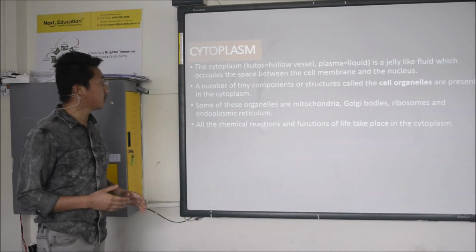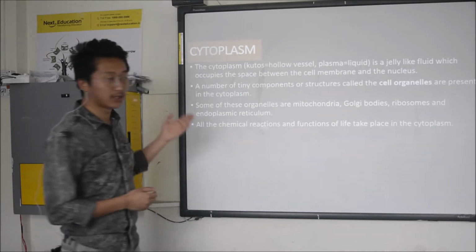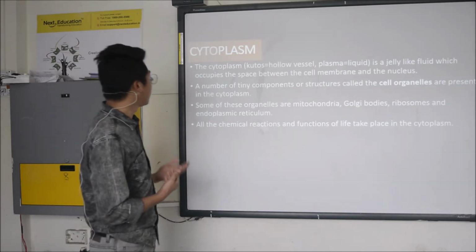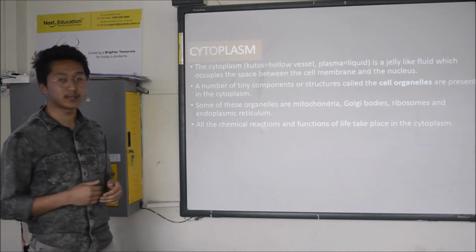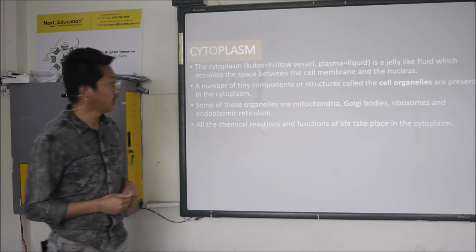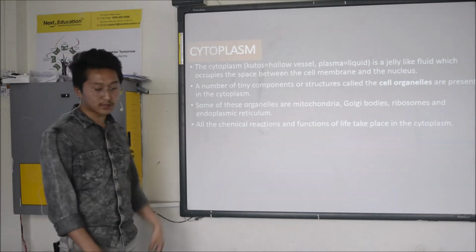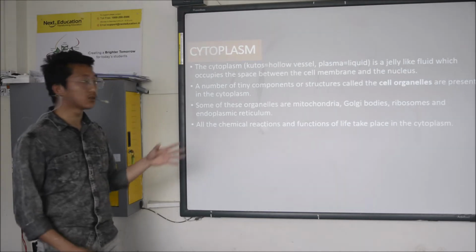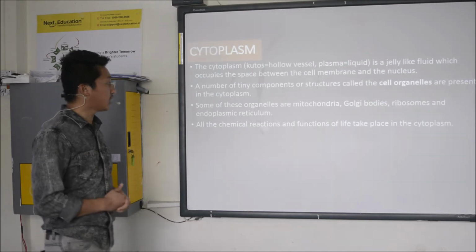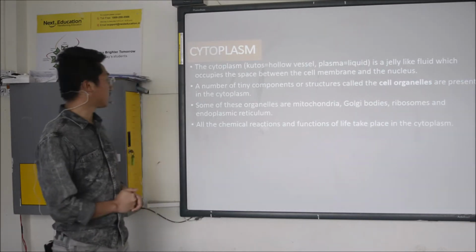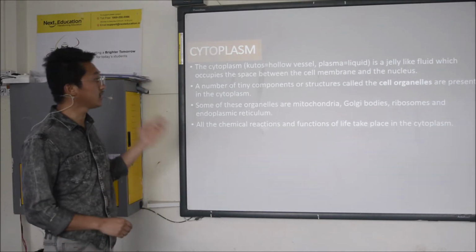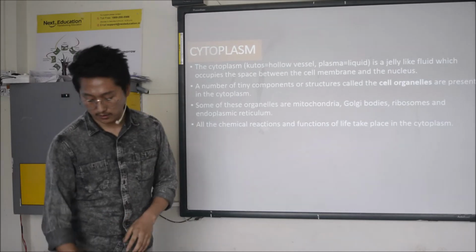A number of tiny components or structures called cell organelles are present in the cytoplasm. Some of these organelles are mitochondria, Golgi bodies, ribosomes, and endoplasmic reticulum. All these parts have their special function in the cell. All the chemical reactions and functions of life take place in the cytoplasm. Because of this, cytoplasm is a living part of the cell.